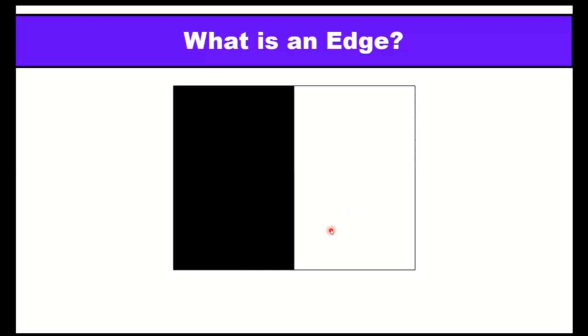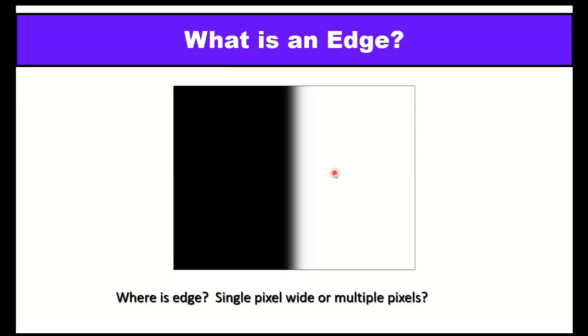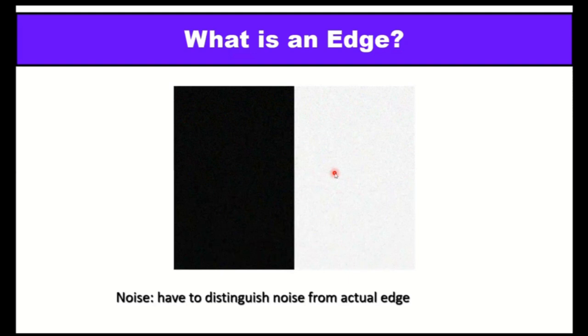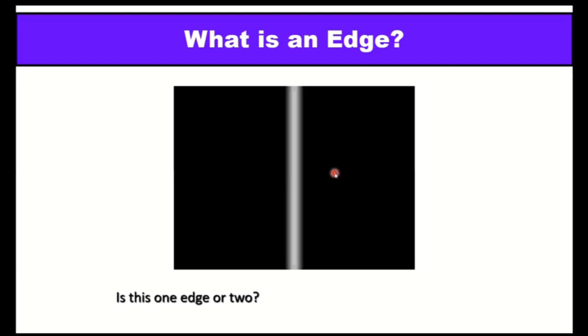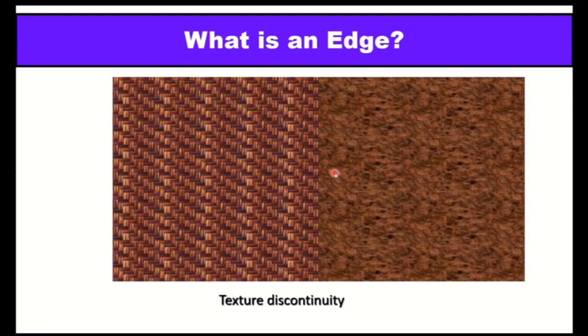An edge means a transition from white pixel to black or black pixel to white. If this continues for many pixels, then an edge will be formed. An edge is a very important part of the object because edge gives shape to our object. Edge gives discontinuity in the texture so that we can understand that this object is different and this object is different, or at this particular line this object ends and this object starts.